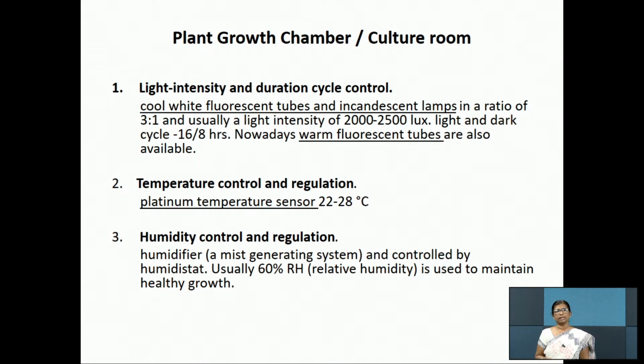First of all, we will see the light intensity or the duration cycle controller. Here mostly cool white fluorescent tubes and incandescent lamps in the ratio of 3:1 are kept, and the light intensity should be 2000 to 2500 lux. The light and dark cycle should be maintained at 16 hours light and 8 hours dark. Temperature control is done by a platinum temperature sensor, and it should be maintained at 22 to 28 degrees centigrade. Humidity is maintained using a humidifier, and should be around 60%.